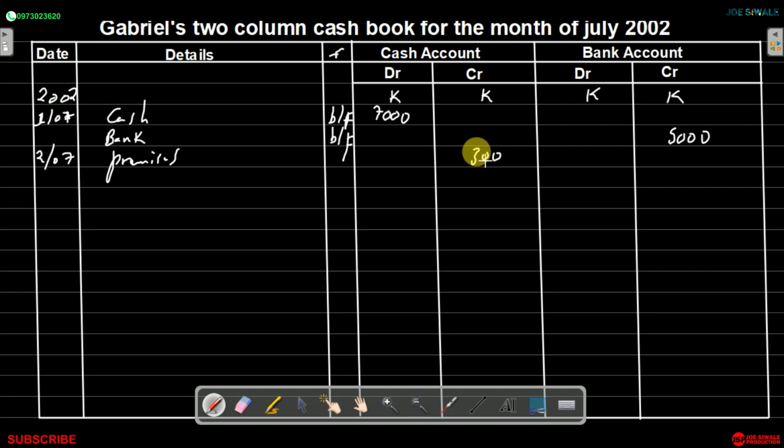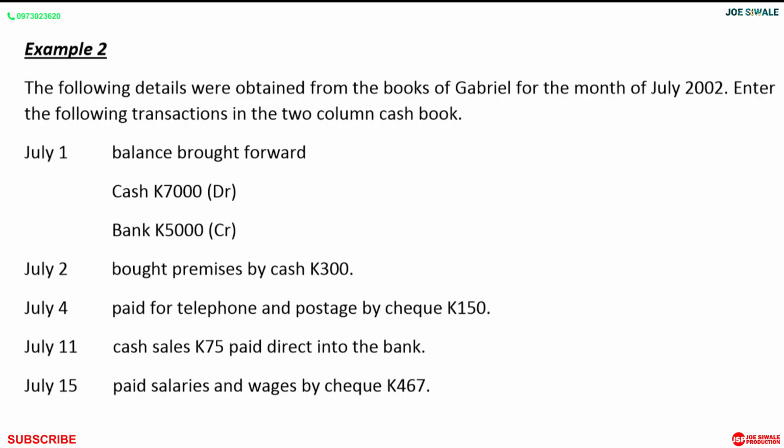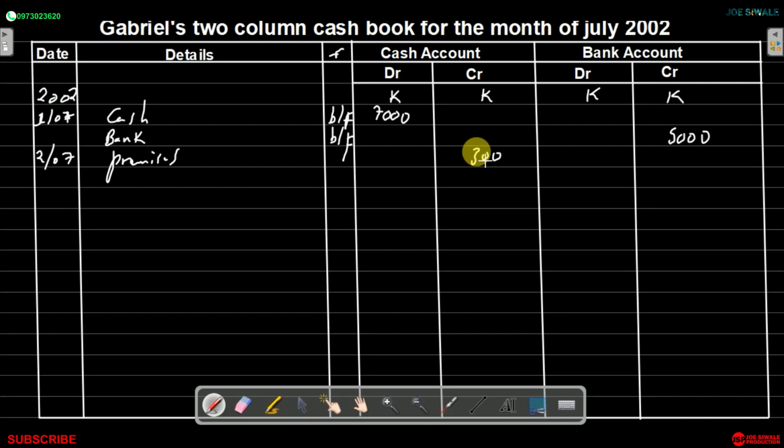Then on the 4th of July, paid for telephone and postage by check amounting to 150. So here again, money is going out of the business, and since we paid by check, that means that we're going to credit the bank account. So we have 4th of July. We're going to say telephone and postage. So telephone and postage, we're going to credit that amount to the bank account, which is 150.